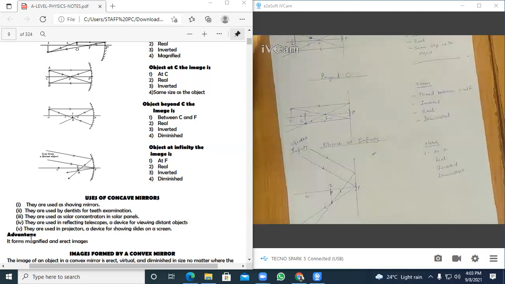And lastly, the advantage is that it forms a magnified and erect image. This advantage is the reason why it is used by dentists for teeth examination, and also the reason why it is used as a shaving mirror.